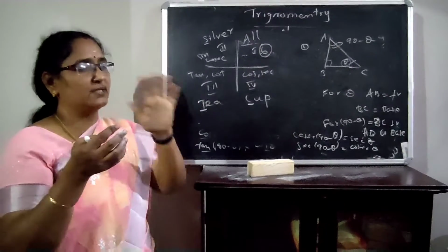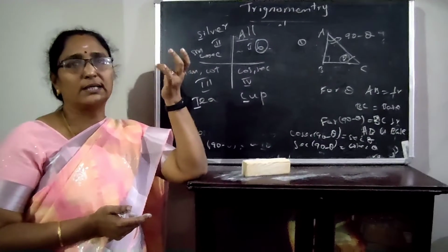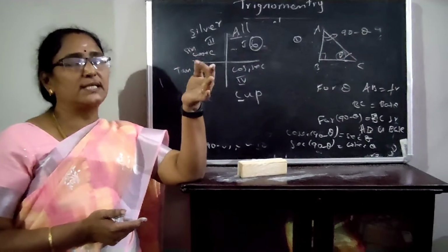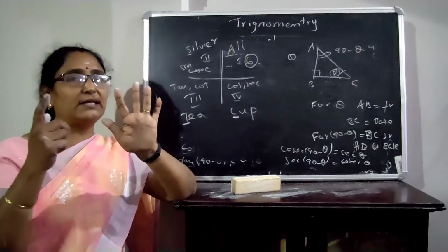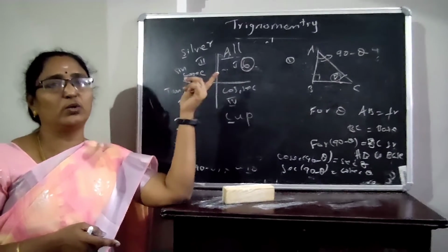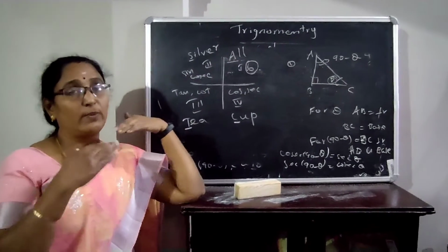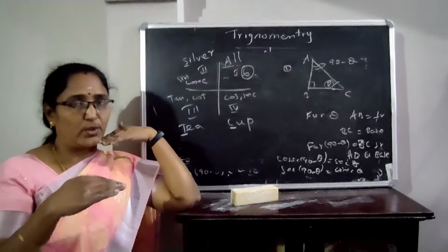One more easy option is there for finding the values of 0, 30, 45, 60, 90. You take the values 0, 1, 2, 3, 4, then divide by 4, then take the square root.